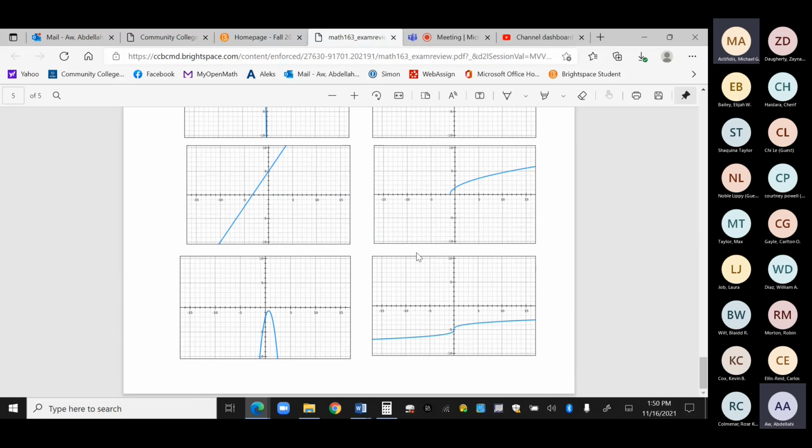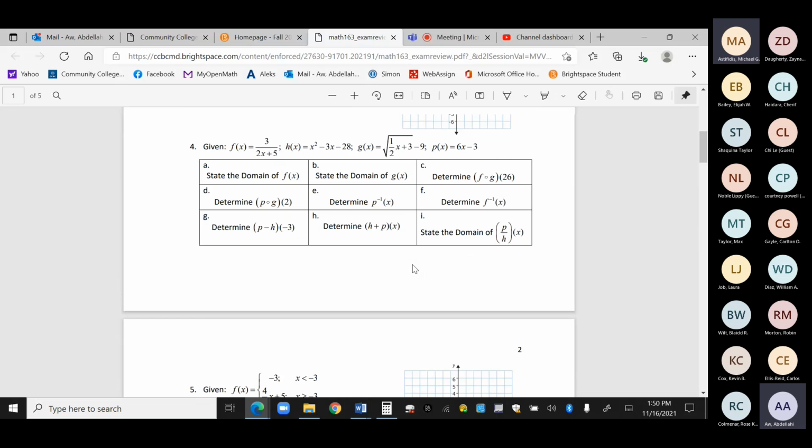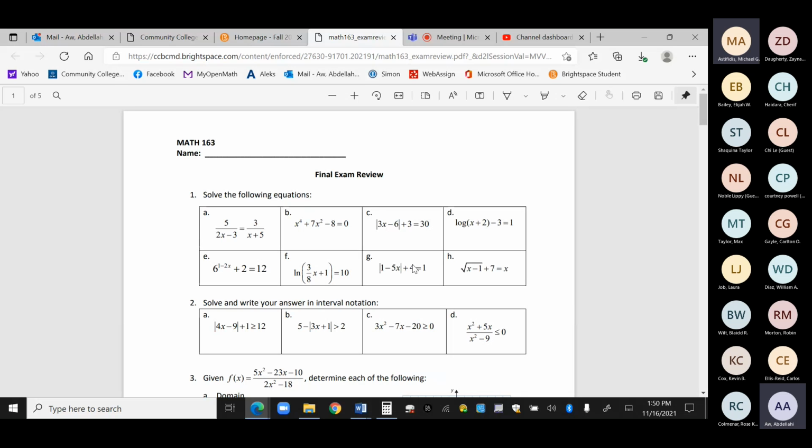Since the pandemic, we changed. It used to be 25 questions for 2 hours face to face, but now we only do 20 questions because in the 2 hours we allow students to scan the papers, etc. Okay.